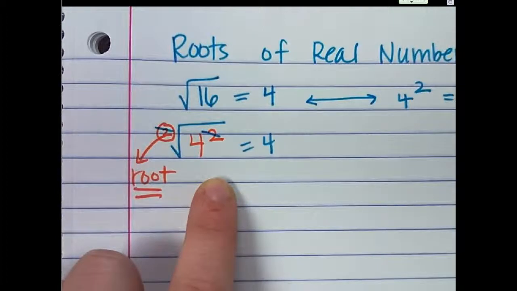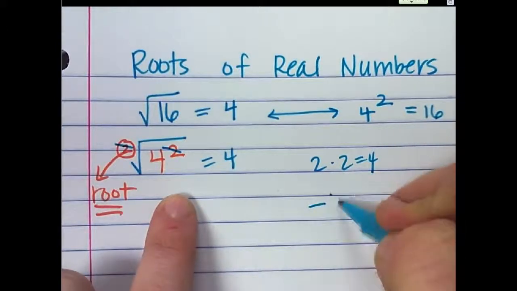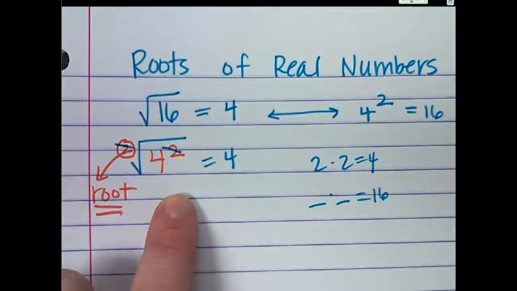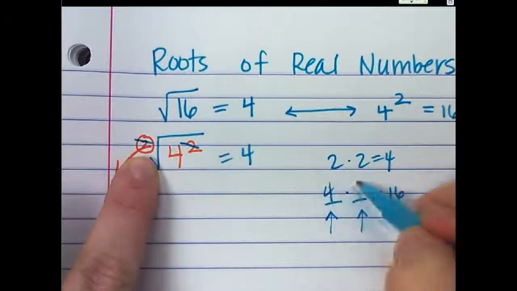Okay? That would be 2. No, it wouldn't be 2. Because 2 times 2 is 4. I want to know what times what is 16. So when you talk about square root, the reason it's called a square root is because I'm listing this number 2 times. 4 times 4 is 16.